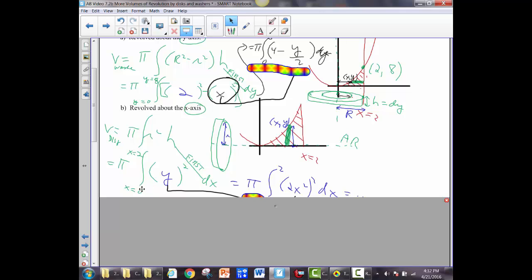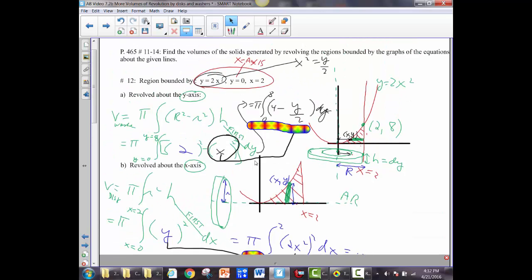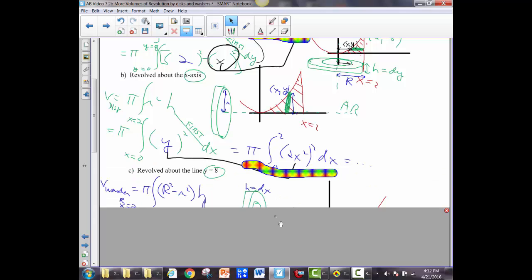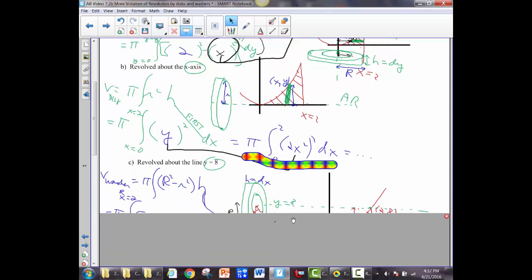My left border is x equals 0, as you can see. My right border is x equals 2. And now my radius, of course, being this right here, is the height of the point x, y, making it the y coordinate. So r squared becomes y squared. But I have to have everything in terms of x, so I go back to the fact that y is equal to 2x squared. I replace y by 2x squared. You can take it from there.